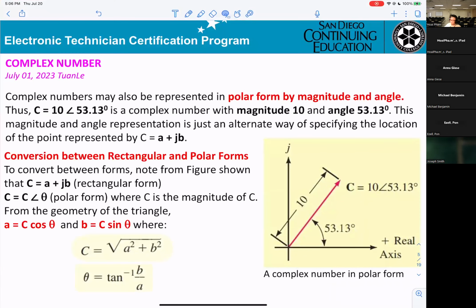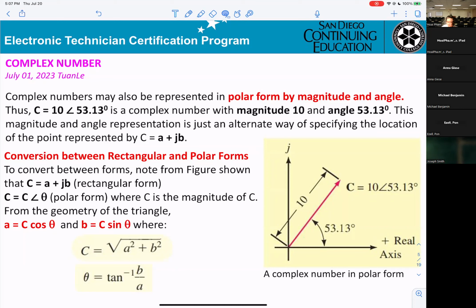Hey, today we will be learning about complex numbers. That will also help you solve the RCL circuitry like we already did.